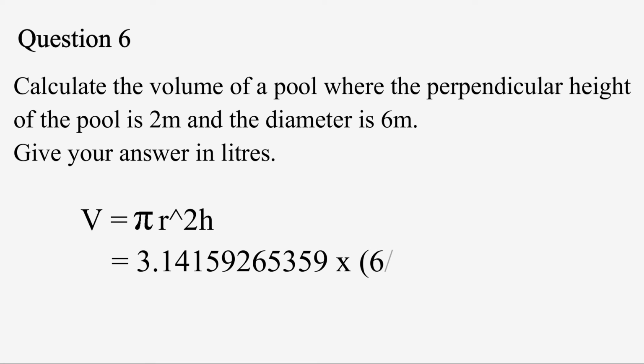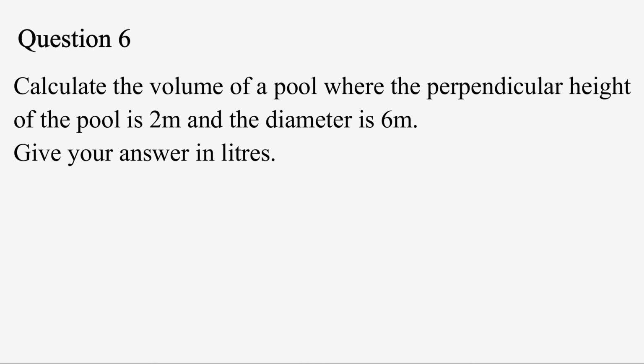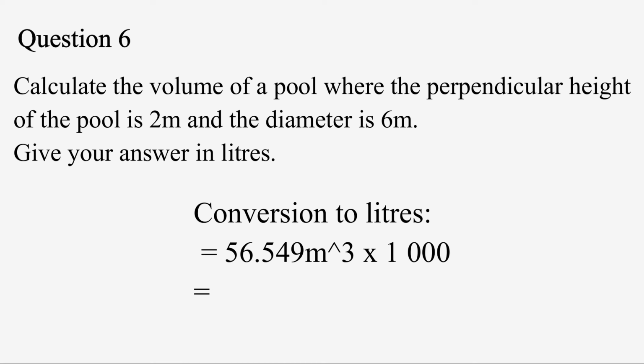3.14159265359 times 6 divided by 2, because we have the diameter and we have to use the radius for this, to the power of 2 times 2, which will give us 56.549 meters cubed. But they want their answer in liters, so the conversion to liters is 56.549 meters cubed times 1,000, which will give us 56,548.67 liters.